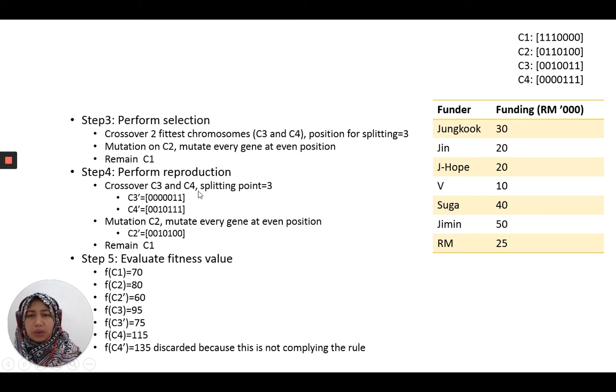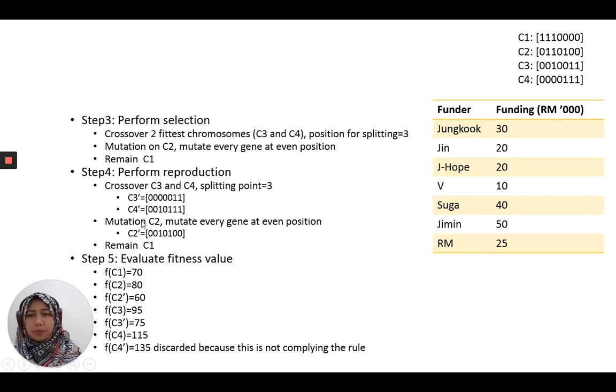We crossover C3 and C4. So look at the original C3, 001 0011. The original C4 is 000 0111. So we identify the first 3 points in C4, which is 000, to replace the 001 in C3. So this is swapping as for the crossover. For the mutation on C2, we mutate every gene at even positions. So we get 0010100, and we remain C1.